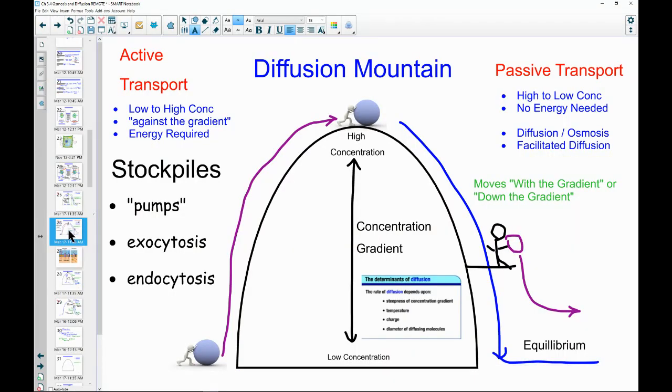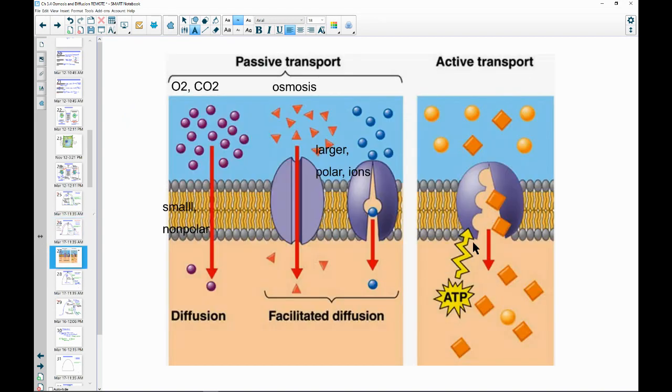We are not going to get into how the sodium potassium pumps work. We're not going to get into details. Just be aware that active transport is for stockpiling. It's still important. And one last thing to pay attention to, if you look at this, passive on the left, active on the right, obviously passive doesn't always need a protein. It can be simple diffusion.